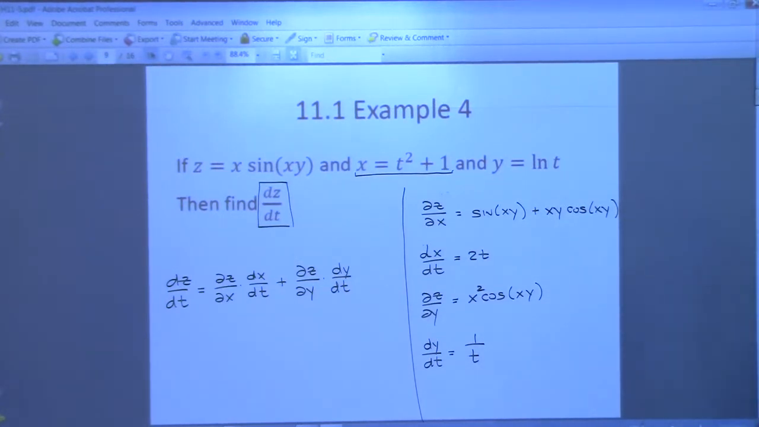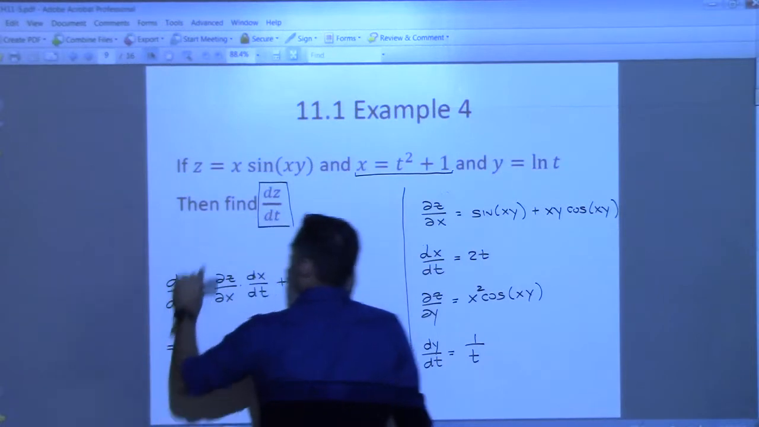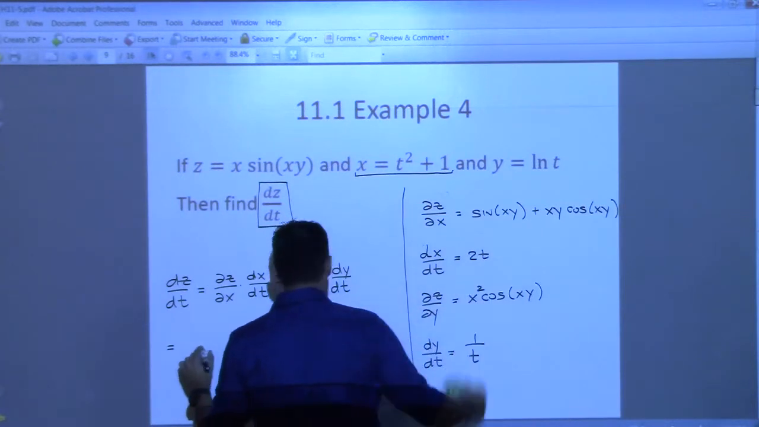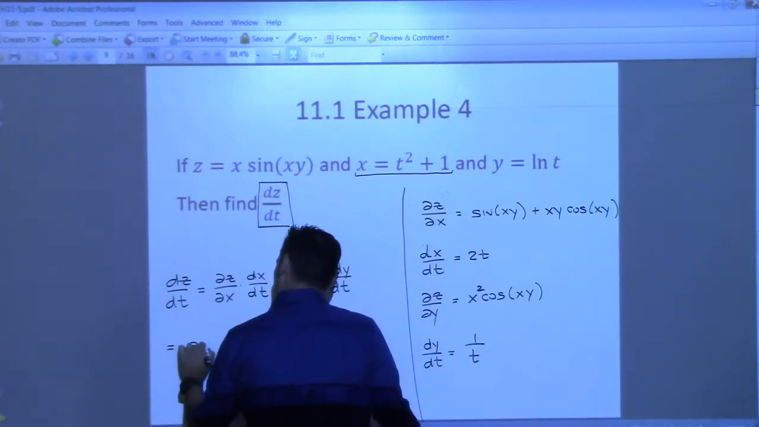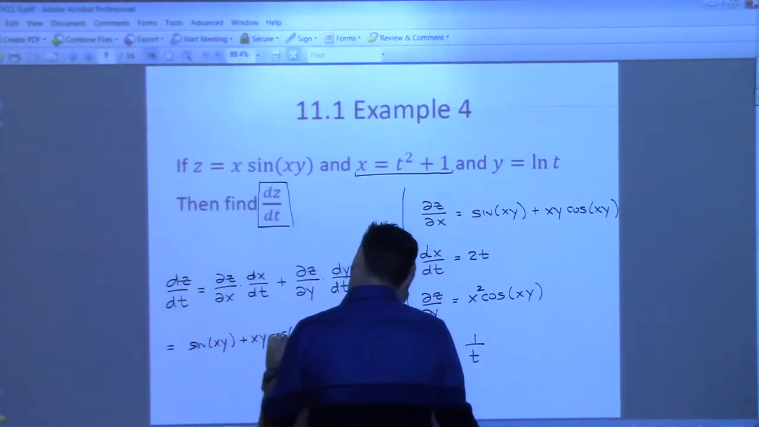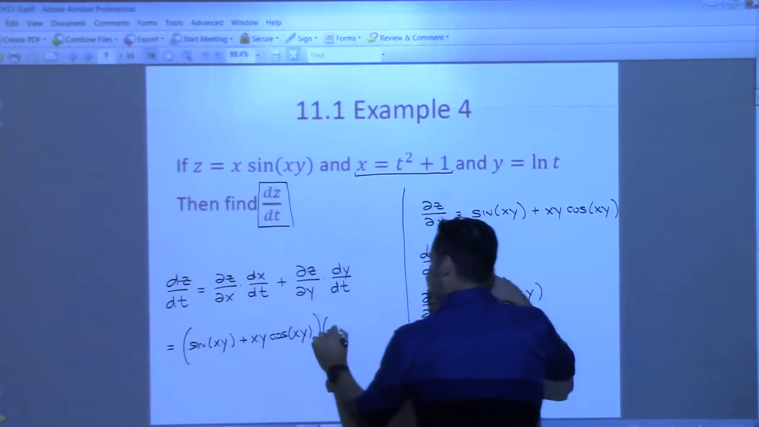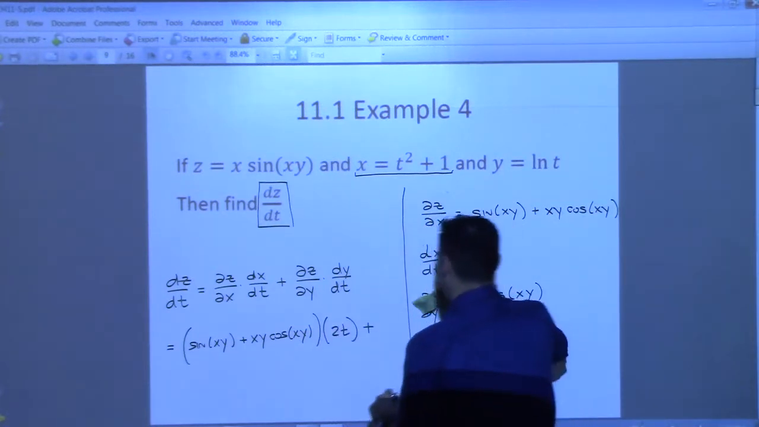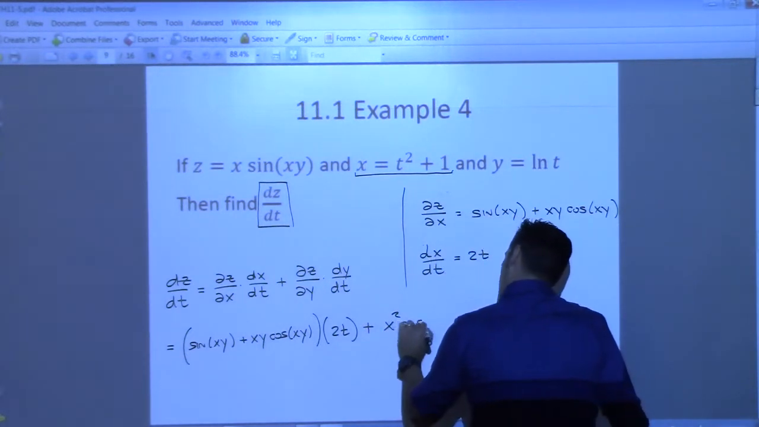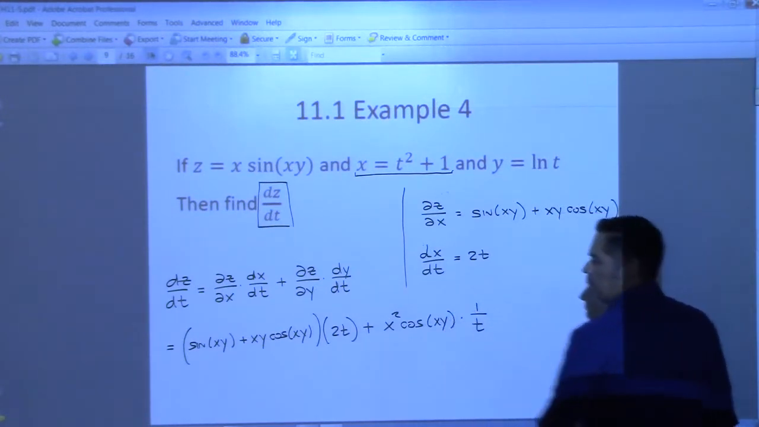Okay? So now, let's come over here and let's put the derivative together. The derivative of z with respect to t is going to be, I'm going to run out of room, but let me go for it. It's sine of xy plus xy cosine xy, all of that, that's just this, times 2t plus x squared cosine xy times 1 over t. That's it, right?